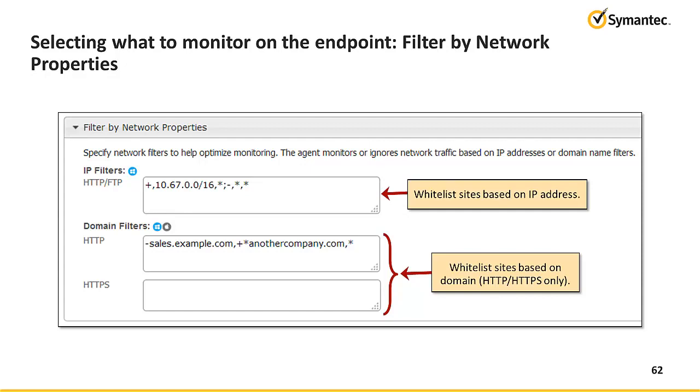In the IP filters and domain filters fields, enter filters based on IP addresses or domains that are accessible from the endpoint server and its associated agents. The filter syntax is the same as for network prevent filters. IP filters can be used for all endpoint-supported protocols, while the domain filters can only be used for the HTTP or HTTPS protocols.